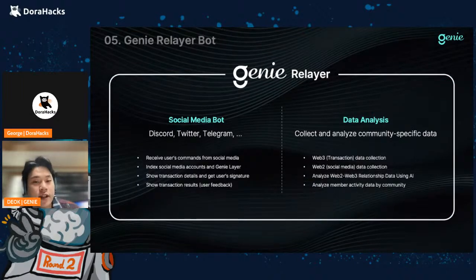The Genie relayer is a relayer that connects Web2 platform activities to Web3 ecosystem activities. So a user can perform Web3 activities by sending commands to the Genie bot and receive detailed information about the activity. All activities through the Genie layer are indexed and analyzed, which is valuable because it matches on-chain history with the user's identity in Web2. It is also visually displayed to show the user's Web2 and Web3 activity history.